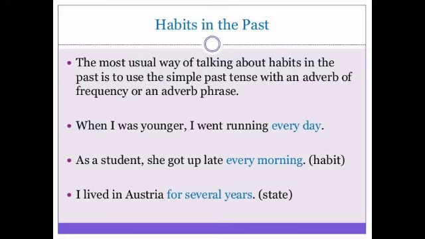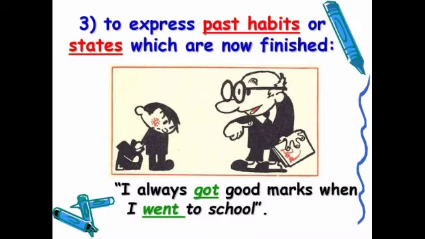See, when I was younger, I went running every day. It is actually a past habit. As a student, she got up late every morning. I lived in Austria for several years. I always got good marks when I went to school. So children, to express our past habit, we should use the simple past tense, that is subject plus V2, the second form of the verb, subject plus V2.